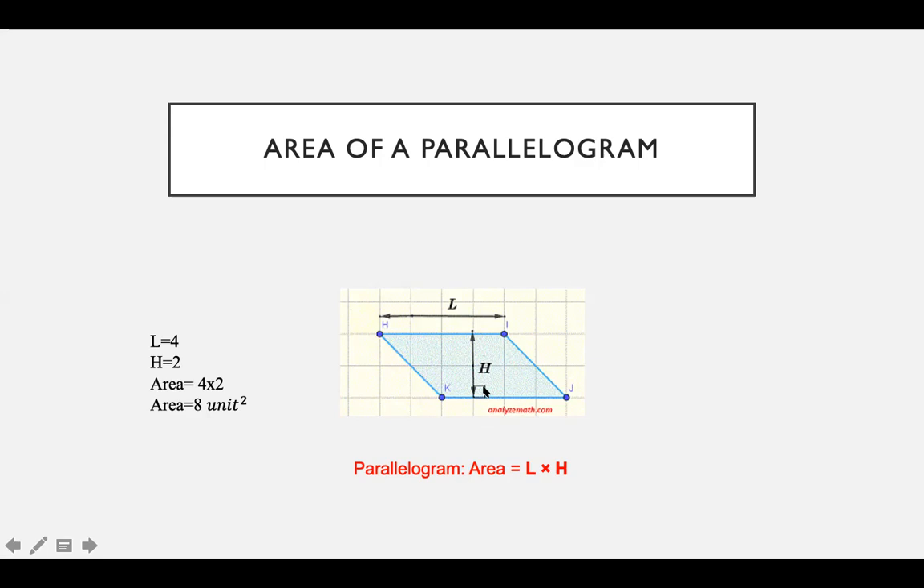In this case, it's very simple. Our height is 2, so 1, 2. And our length is 1, 2, 3, 4. So all we have to do is take 4 times 2, which we have written out over here, and we get a value of 8 units squared. So once again, it's important to have this formula memorized. Area of a parallelogram.